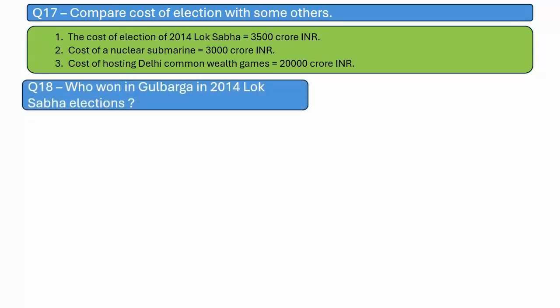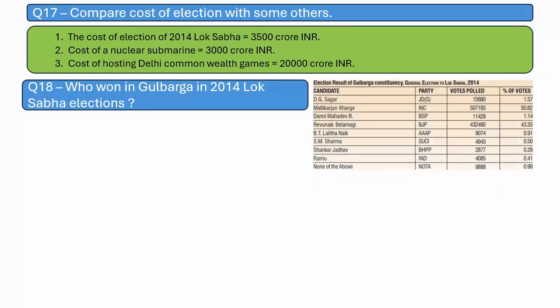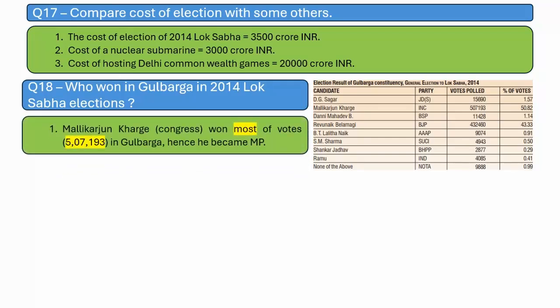Who won Gulbarga elections in 2014 Lok Sabha elections? So Gulbarga is a constituency and there are many lakhs of people who voted during those elections in Gulbarga constituency, and in that Mallikarjun Kharge from Congress party won most of the votes. He won 5,07,193 votes as compared to the second runner-up, who is Revu Naik Belamagi, who won 4,32,460 votes, and the rest of the votes were won by other parties. But the person who wins most number of votes is the winner, and he becomes the MP of that constituency. Hence, in 2014 Lok Sabha elections in Gulbarga constituency, Mallikarjun Kharge became the MP.